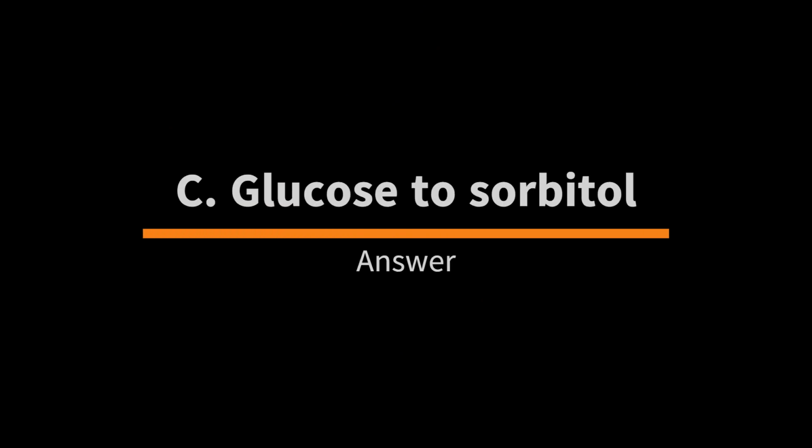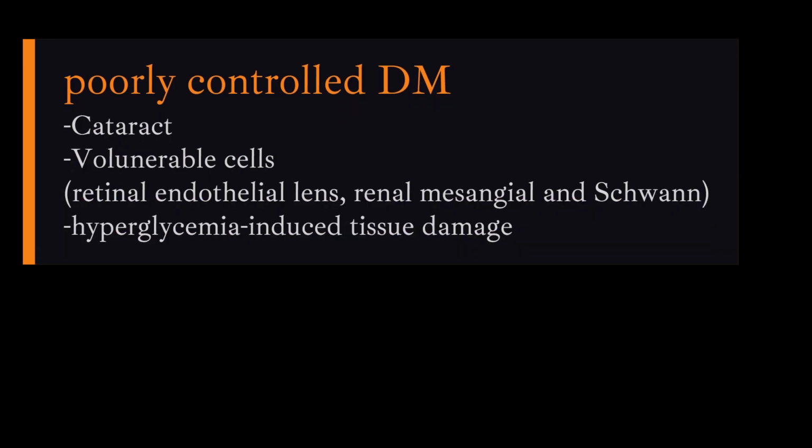Congratulations if your answer is C, which is glucose to sorbitol. This question is designed with the focus to assess your ability to apply foundational science concepts. This patient has cataracts, an opacification of the lens of the eye that can lead to blindness, likely a result of long-standing hyperglycemia due to poorly controlled diabetes mellitus.